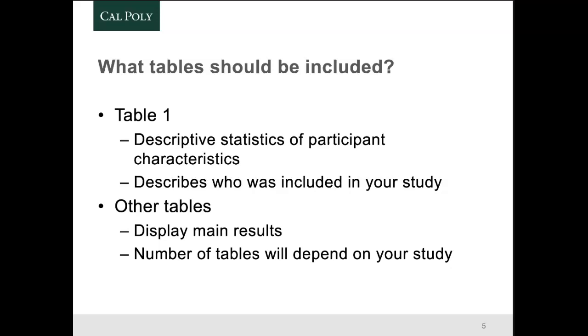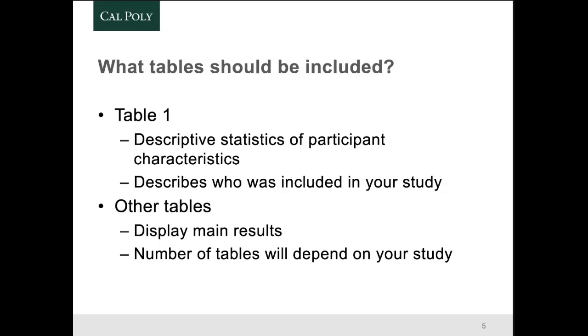This table 1 is meant to tell your audience, these are the people that were included in this particular research study. Whatever data you have available on them, you're going to describe that data in table 1. So it might list the different demographic characteristics of your participants to help your reader understand who exactly was included and what these people look like.